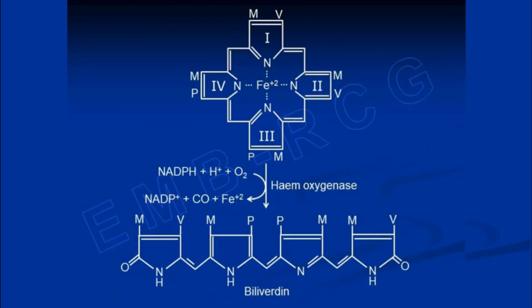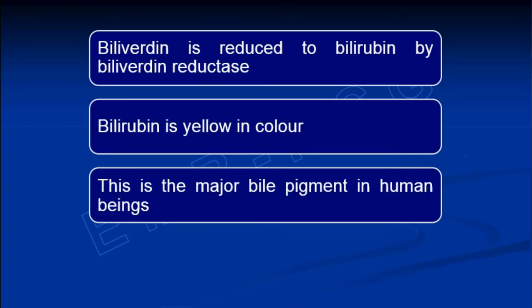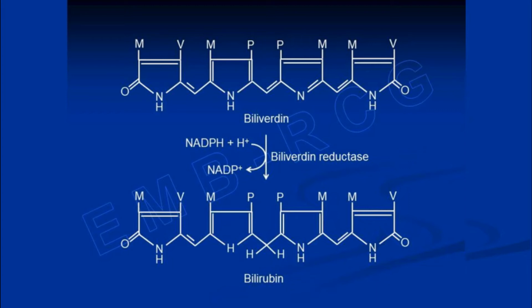Now if you see this reaction, you'll have a better understanding. We have our hemoglobin here with iron at the center. The enzyme heme oxygenase will act on the methylene bridge and convert it into a pigment called biliverdin. The biliverdin that we have obtained will be reduced by an enzyme called biliverdin reductase into bilirubin. Bilirubin is yellow in color, and this is the major pigment found in the bile, especially in humans.